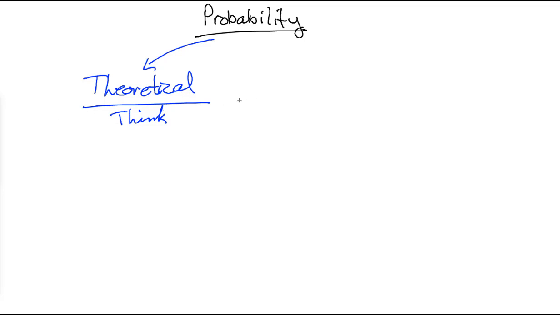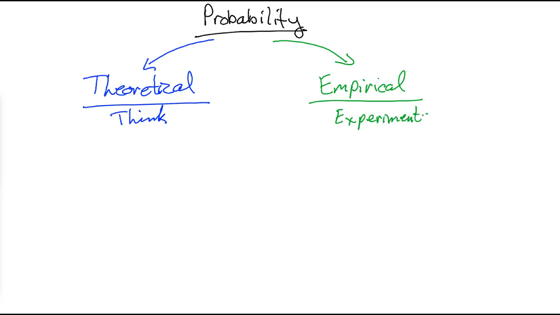The other kind is called empirical. Empirical probability comes because you have actually run an experiment. It comes from data, what actually happened in the past. This will help you remember: empirical comes from experiments, and theoretical comes from thinking about the problem of what should happen theoretically. Let's first tackle theoretical probability.